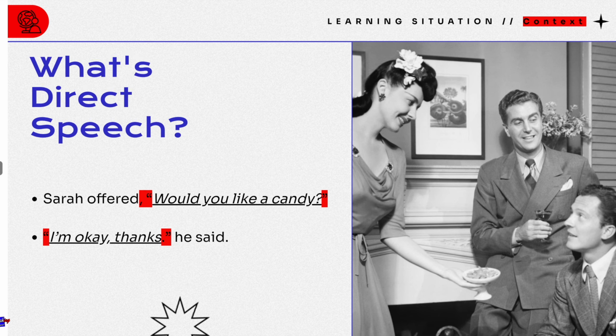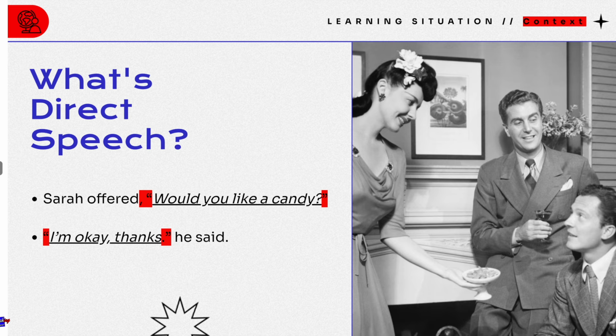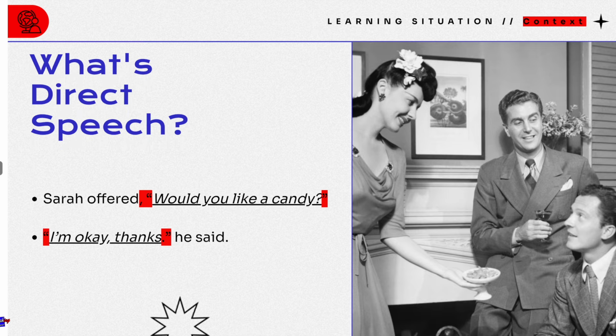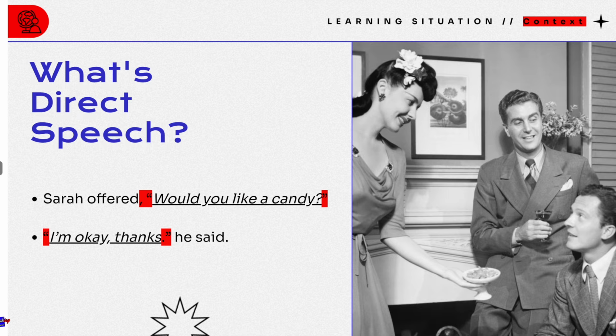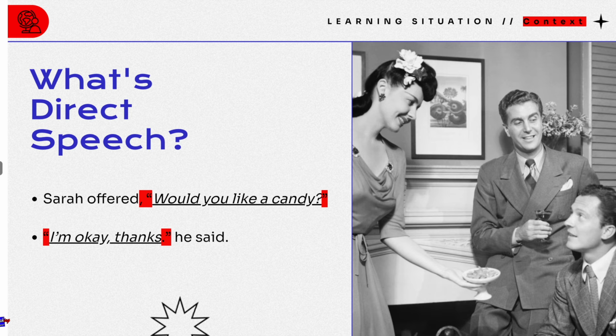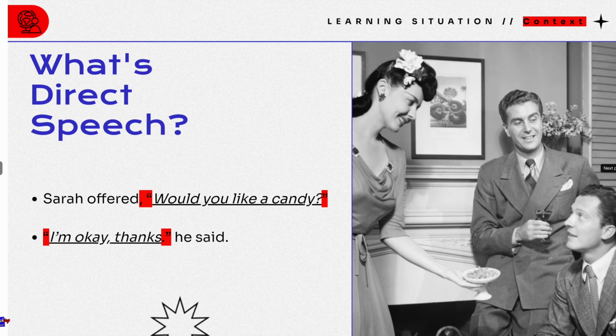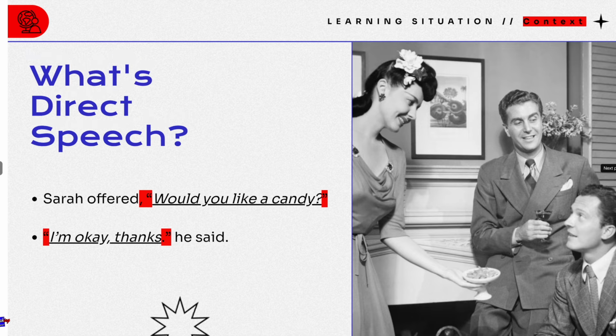So direct speech quotes the exact words spoken. Notice Sarah's exact question in quotation marks, and then his direct reply. This preserves the speaker's original words and punctuation. The quotation marks are a characteristic of direct speech.